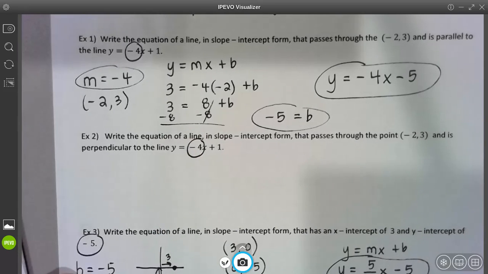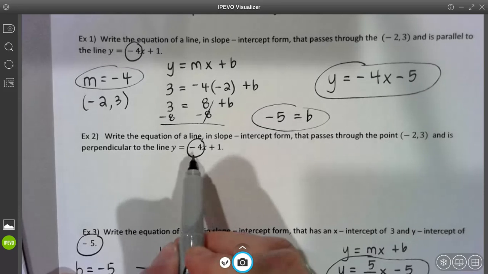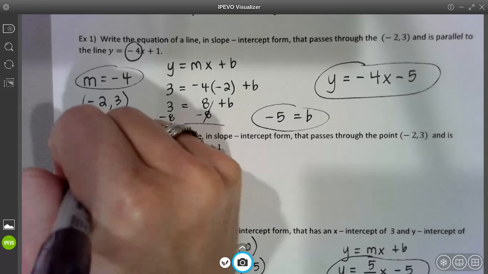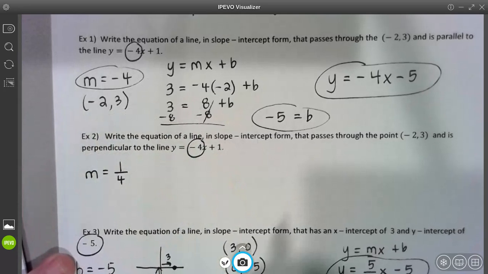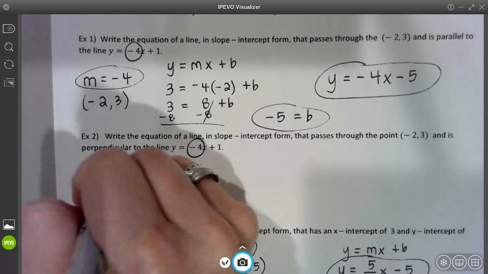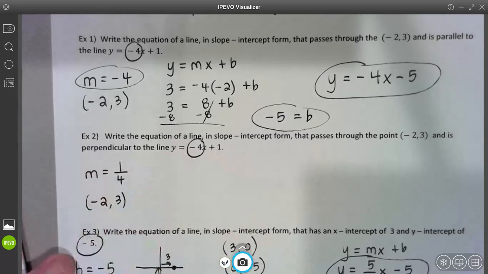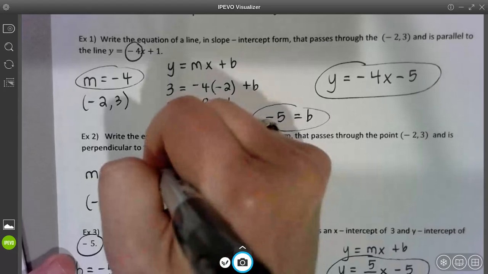Does anybody know what our slope would need to be if our line has to be perpendicular to this line? 1/4. It is, right? It would be positive because this one's negative, and then the reciprocal of 4/1 is 1/4. So now we know our slope has to be positive 1/4. And we have the point -2, 3. So again, now we have enough information to plug in for m, x, and y, and we can solve for b. So let's get started.